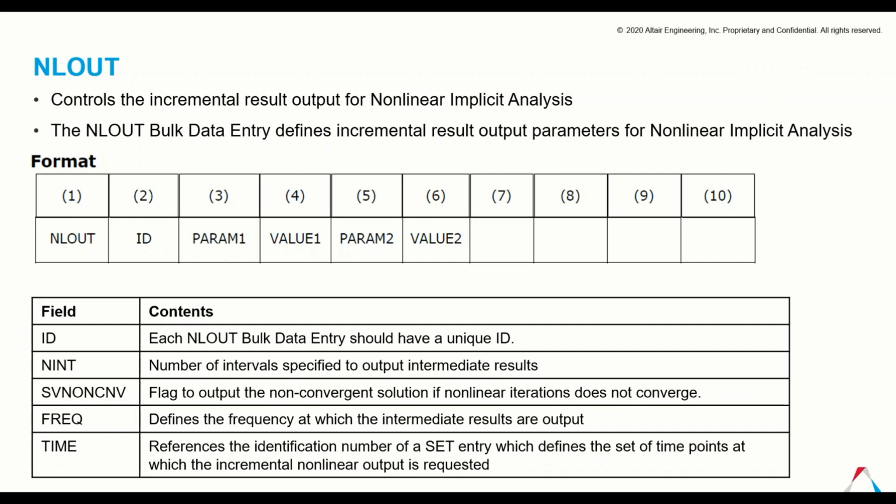file. Then we have SVNONCNV, that is save non-convergence. It is used to publish output for the non-convergent solution if the nonlinear solution does not converge. Then we have a frequency field, which defines the frequency at which intermediate results are going to be written to the output file. Then we have a field named TIME, which is a reference to the set of time points at which the incremental results will be saved in the output file, with the help of set entities.